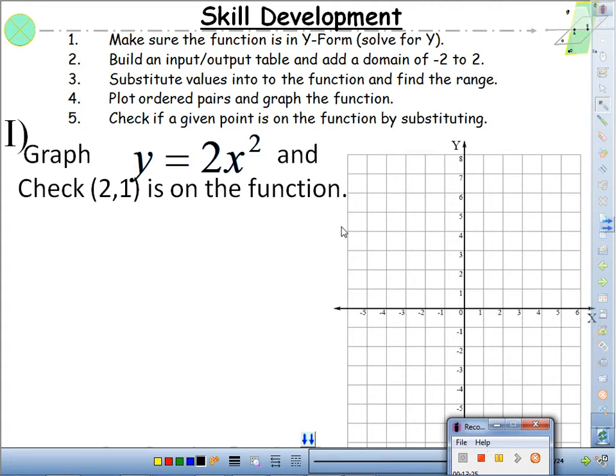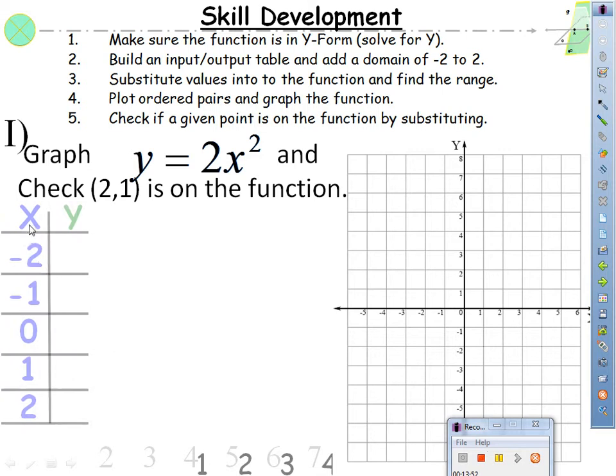All right, here we go. It says graph y equals 2x squared and check if (2, 1) is on the function. So let's start with the graph. What did we say step 1 was? Solve for y. Is this already solved for y? Yes. Step 2, build an input-output table. So draw your input-output table. I'm going to draw it on this side, x and y, in the domain -2, -1, 0, 1, and 2.